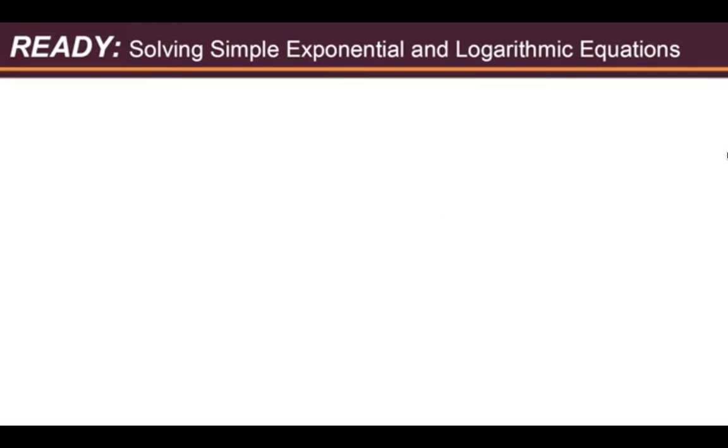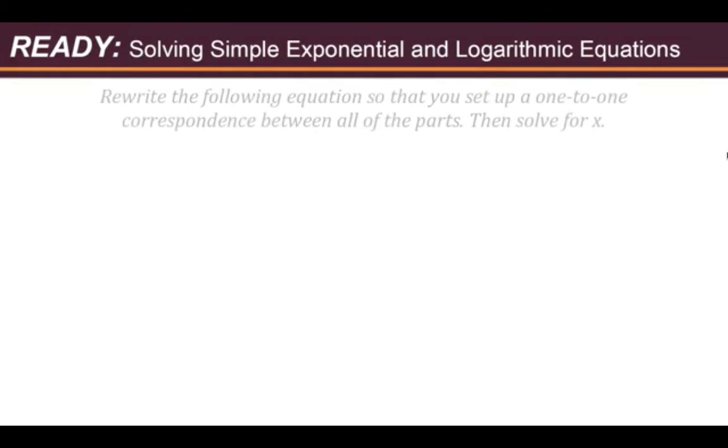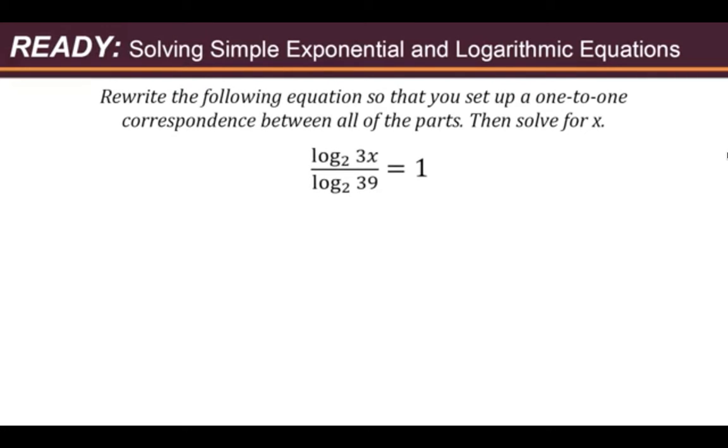Two examples are provided for you in your assignment. Make sure to look at these examples before working on the problems. Here's an additional example. Rewrite the following equation so that you set up a one-to-one correspondence between all of the parts. Then solve for x. Log base 2 of 3x over log base 2 of 39 equals 1.